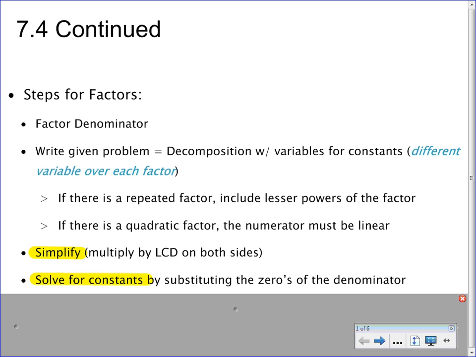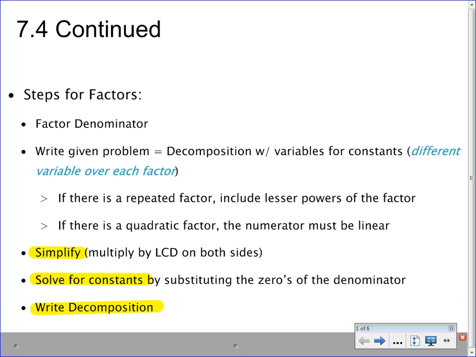Okay. And then after we actually solve for our constants, we need to write the decomposition. Okay, we need to go back and plug A, B, C, and so on, back into our original setup.